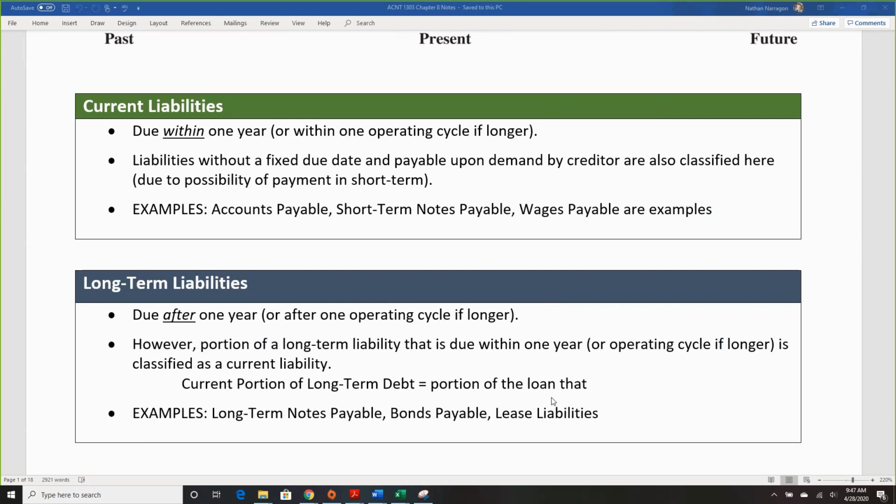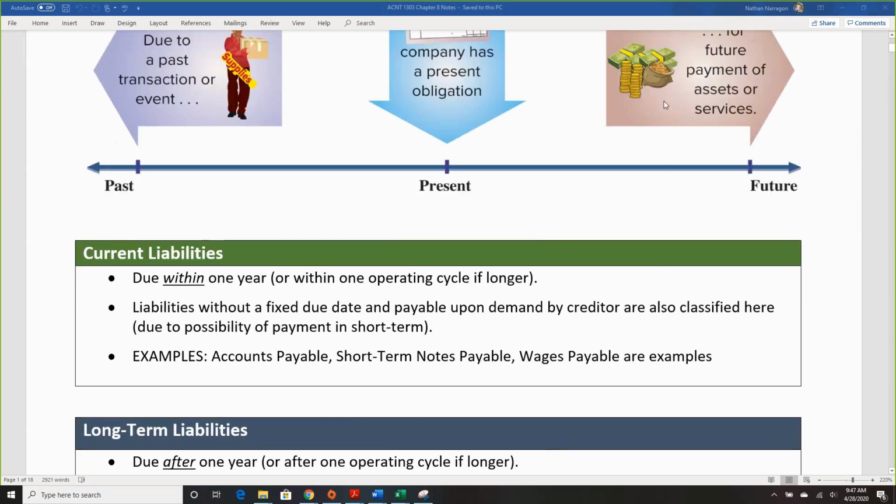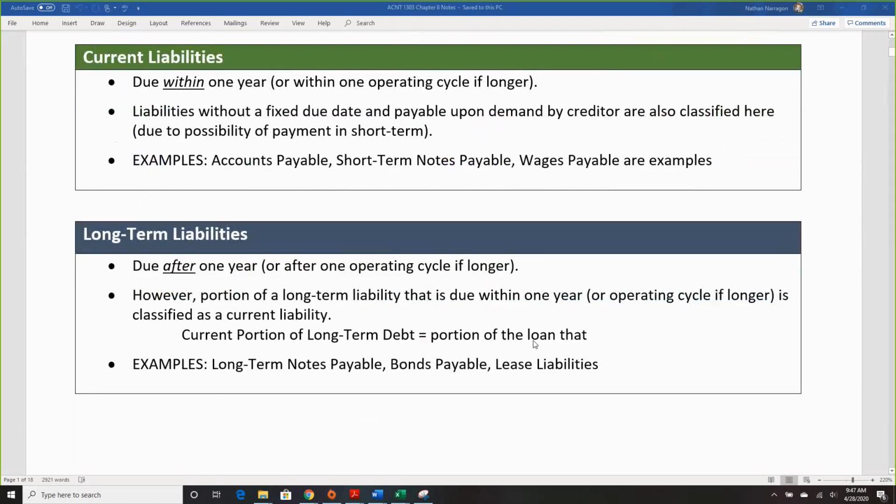Anything that's after a year, so any liabilities that are our future ones, past a year out, are going to be known as our long-term liabilities. These are usually notes payable, long-term versions, bonds payable, leases, and mortgages. So anything that you already know is going to take you over a year to pay off is going to have some kind of long-term liability to it.